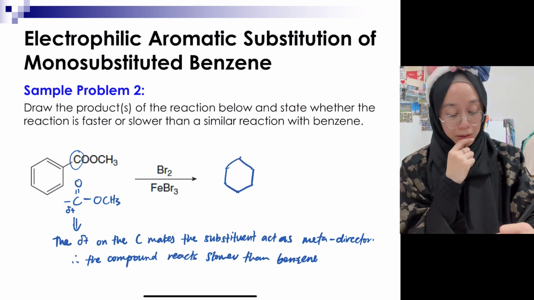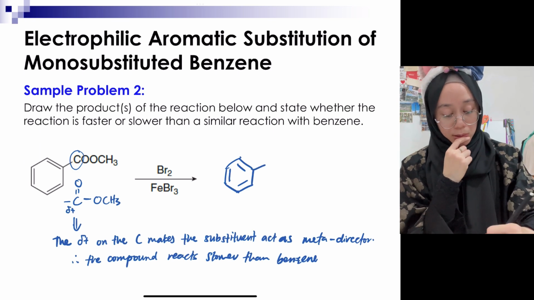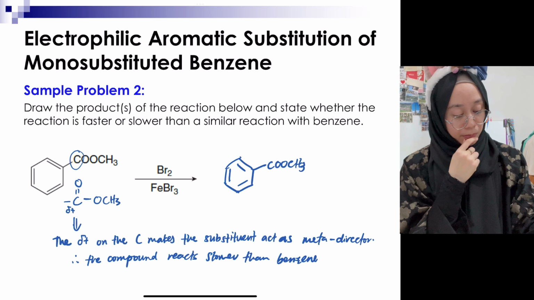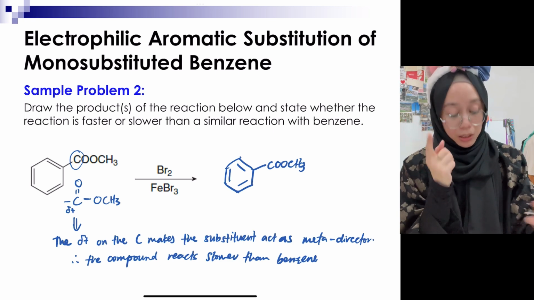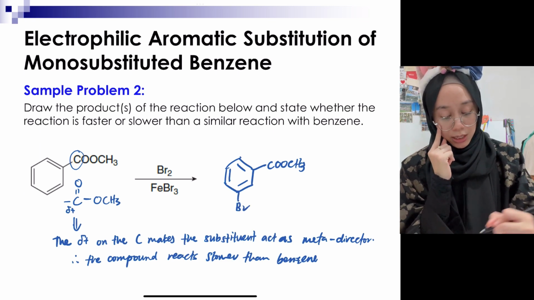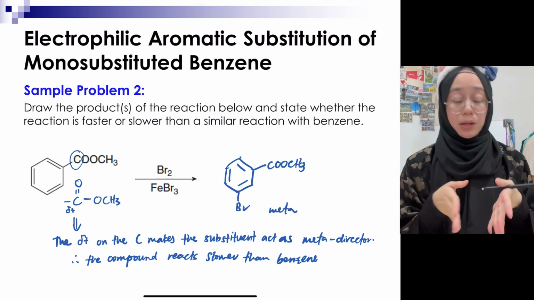Okay, so one main product bermaksud COOCH3, and then apa yang masuk? Br masuk. Br masuk ke mana? Meta. Okay, so Br masuk sini. So kita akan dapat this one. So dapatlah produk kat sini.